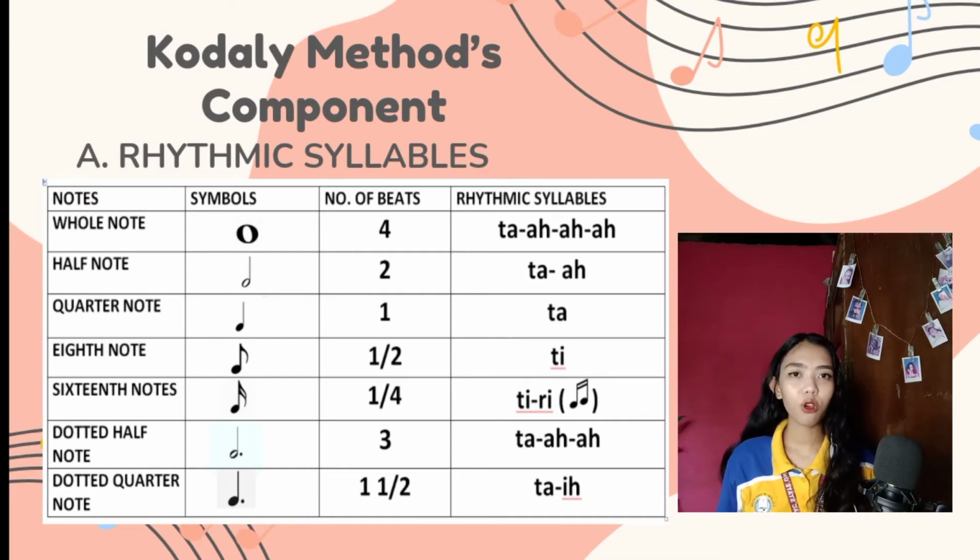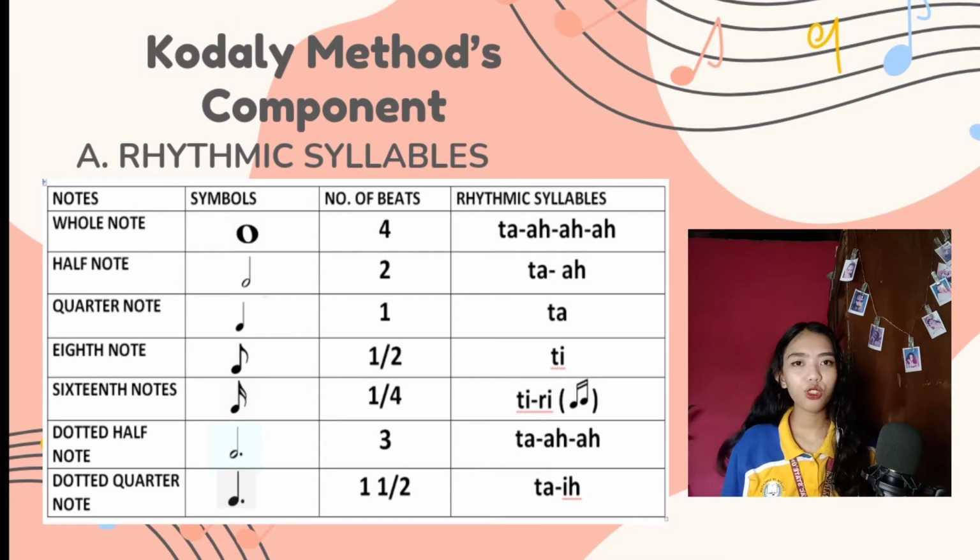Next note is the 16th note. So, 16th note is 1/4, mas umikli. Kaya yung isang 16th note ay walang rhythmic syllables. So, we need 2 16th note. So, sa dalawang 16th note, the rhythmic syllables is ti-ri, ti-ri, ti-ri. Mabilis. So, if we have 4 16th note, we have ti-ri-ti-ri, ti-ri-ti-ri.